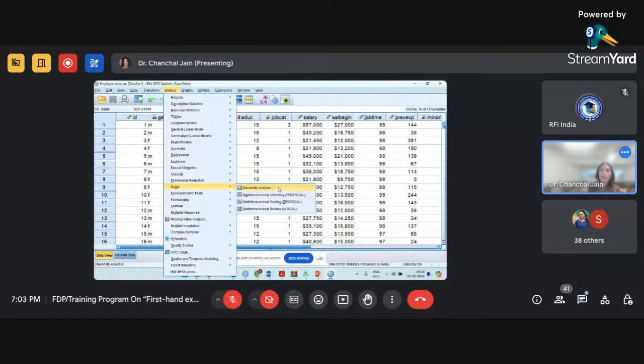Then we have seen the graphical methods. There I talked about box plot, histogram, and QQ plot. So these all were used to check the normality. This was day 2.